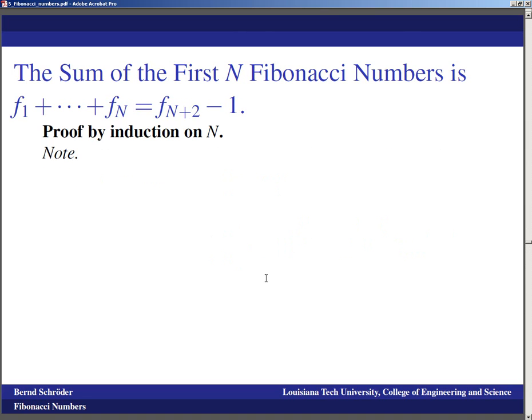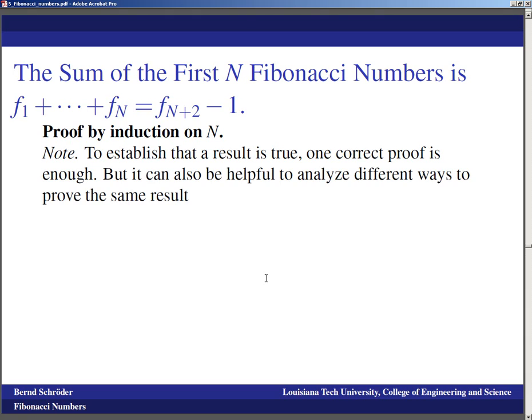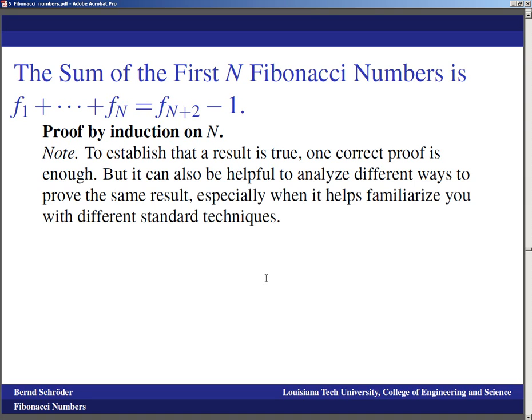Now, let's write down a note here really quick. In order to show that a result is true, one correct proof is enough. That's it. However, it can be helpful to analyze different ways to prove the same result, because in a class like this, we're building our arsenal of tools, and induction is a tool that is being used much more widely than re-indexing of sums, even though re-indexing of sums certainly is also very useful whenever things get heavily computational. So being able to use both is certainly not a bad thing.